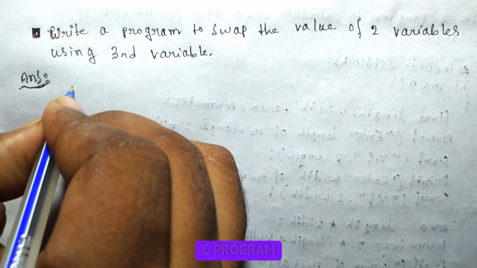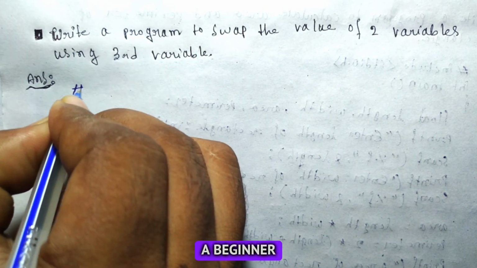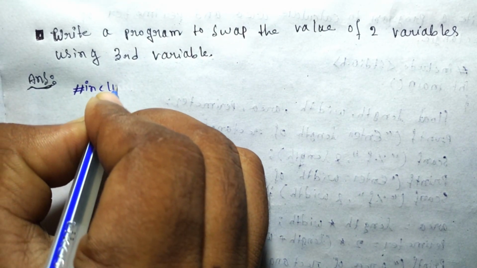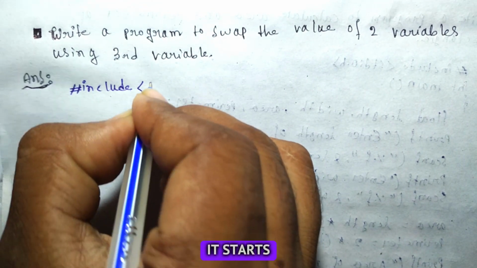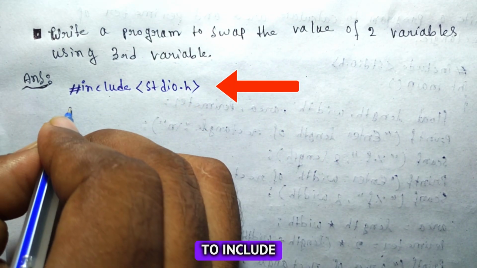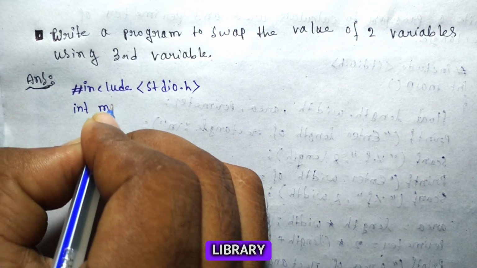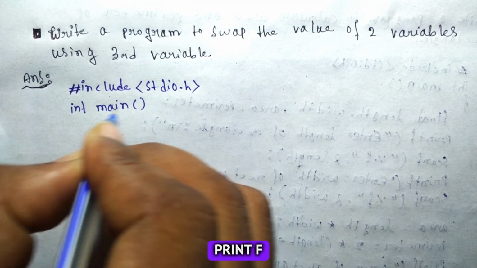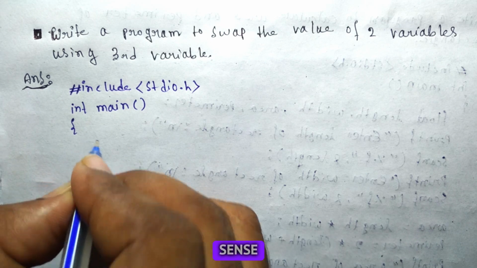Let's break down the C program step by step so even a beginner can follow it easily. It starts with #include <stdio.h>, which tells the compiler to include the standard input-output library, so we can use functions like printf and scanf. I hope that makes sense.